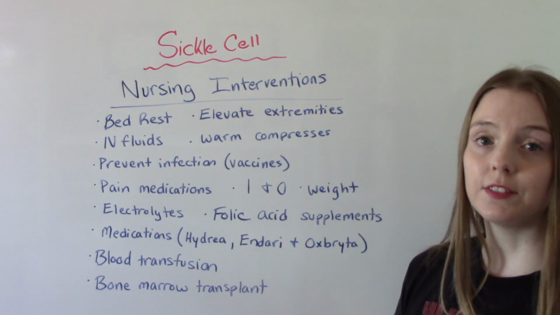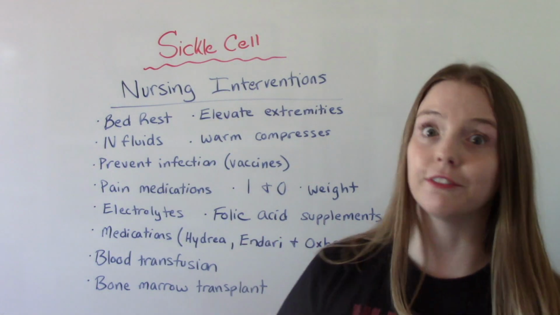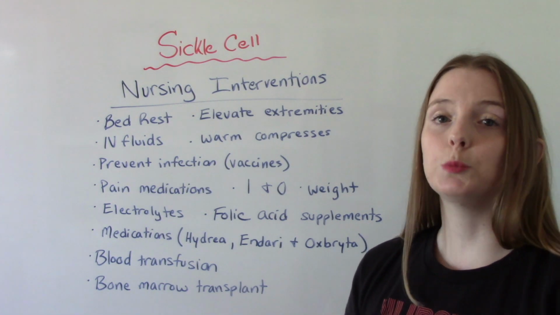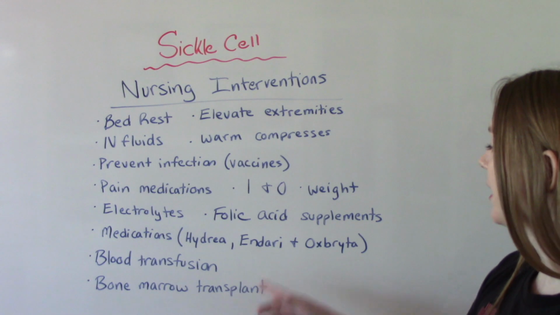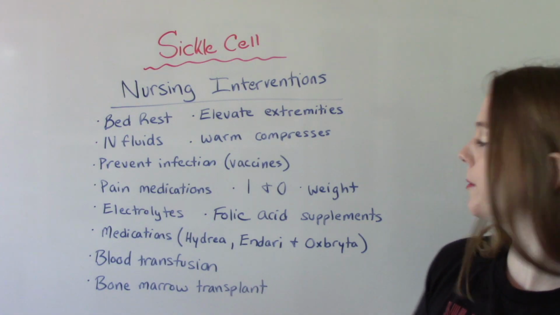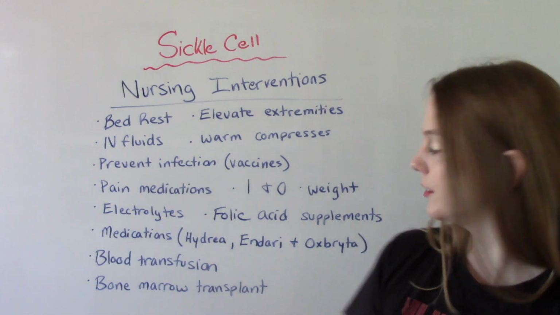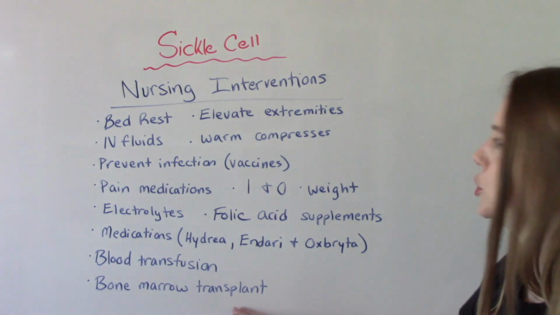Most people who have sickle cell anemia, it will be recommended that they take a folic acid supplement every single day. Oftentimes, they might be on certain medications to prevent crises. Some of the most popular ones are Hydrea, Endari, and Oxbryta. Your patient might need a blood transfusion. And then last resort here is a bone marrow transplant.